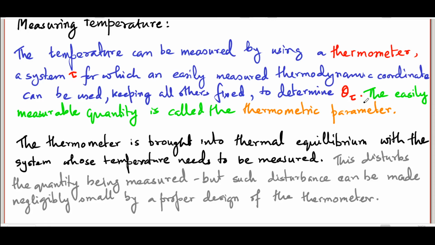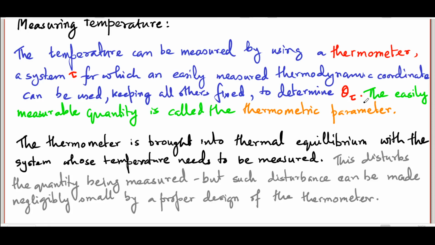However, in this case, what you end up measuring using theta tau is the temperature that is attained after thermal equilibrium. So this process of bringing to thermal equilibrium disturbs the quantity that you are trying to measure. You are not really getting the initial temperature of the body. You are getting the temperature which it attains after it reaches thermal equilibrium with the thermometer. However, the basic idea here is that such disturbance can be made negligibly small by a proper design of the thermometer, and that also plays a very important part in choosing which systems can serve as good thermometers and which ones can't.